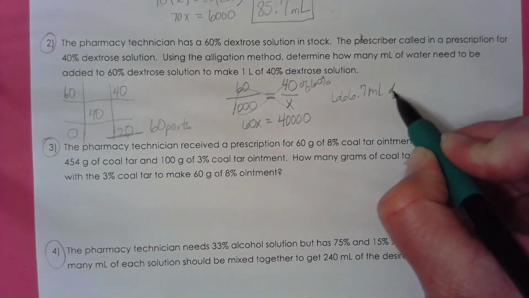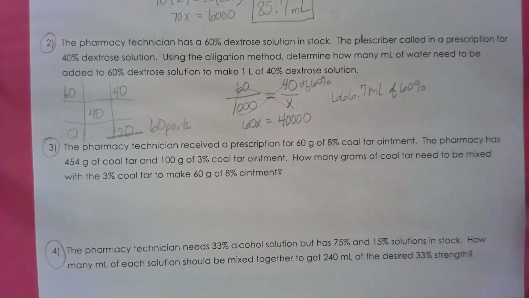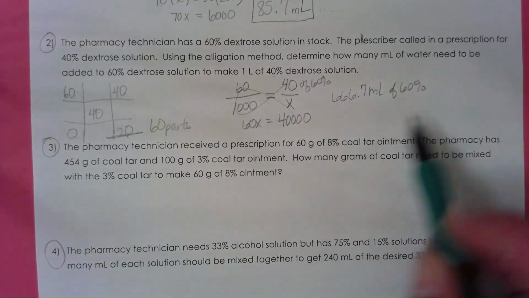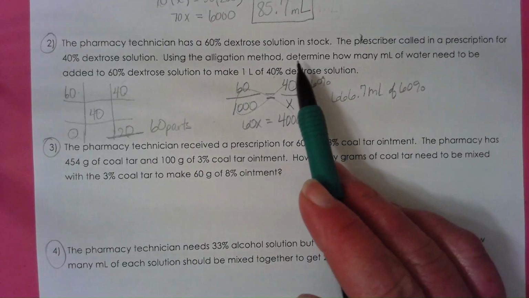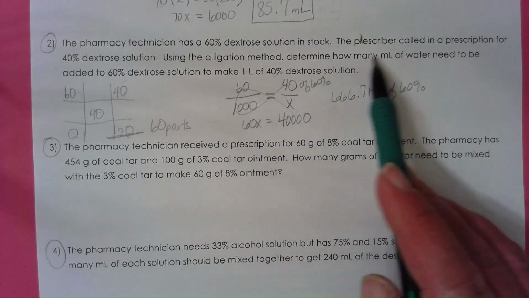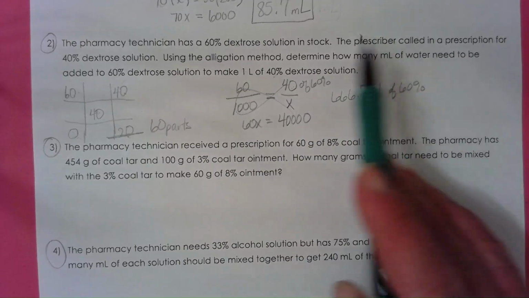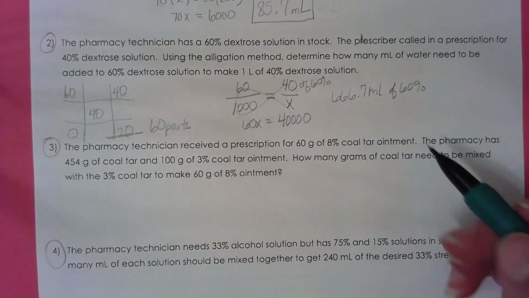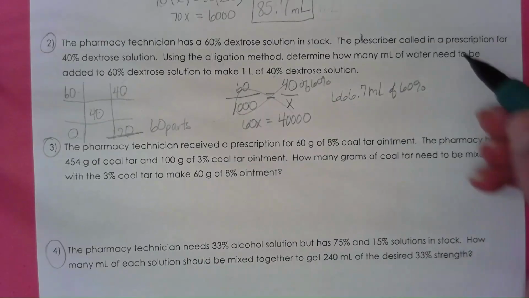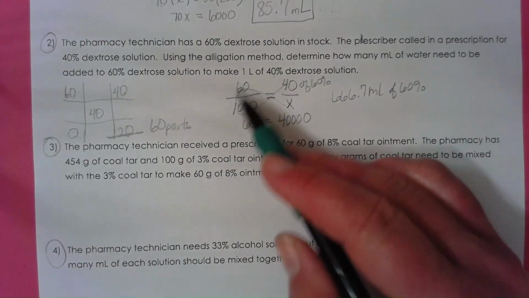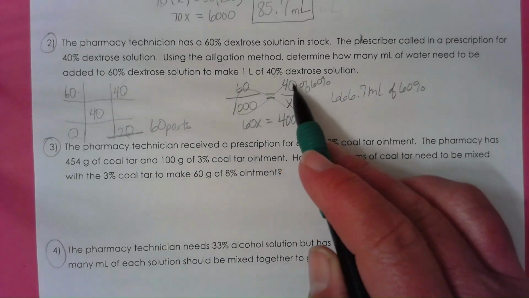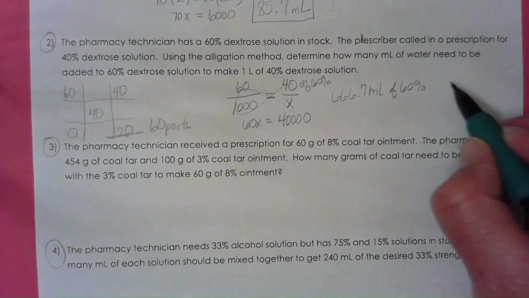Milliliters of the 60%. That's how much I need the 60%. Okay, but now, if you look here, it says, well, how many milliliters of water need to be added? Well, we need to figure out how much water we need. So there's a couple ways to do that. We could do this all over again with the 20 parts in here, or we could just subtract.